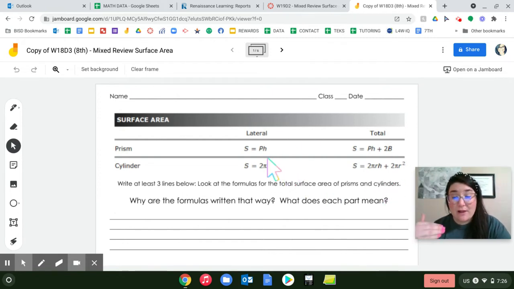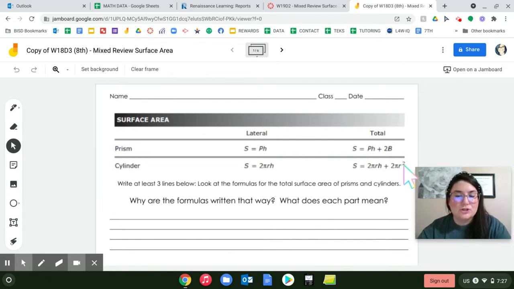I want you to write what you know about perimeter of the base times height. Now, obviously, the perimeter of a circular base would be this 2 pi r. So this would be the P for a cylinder times height. And then we're adding two bases here, and we're adding two bases here. This is the base of, this is the area of a circle.